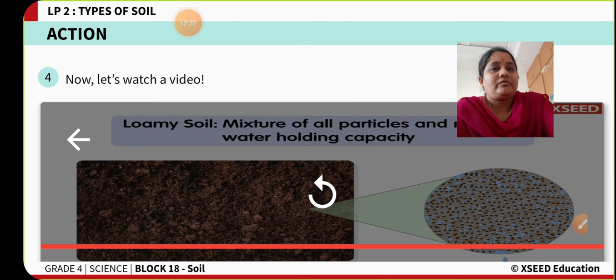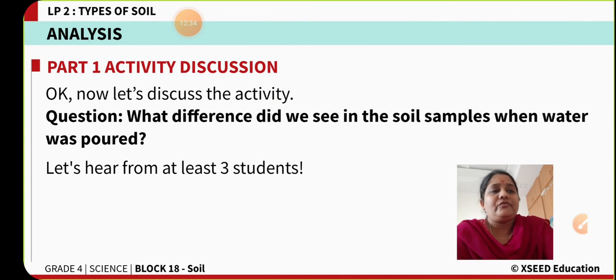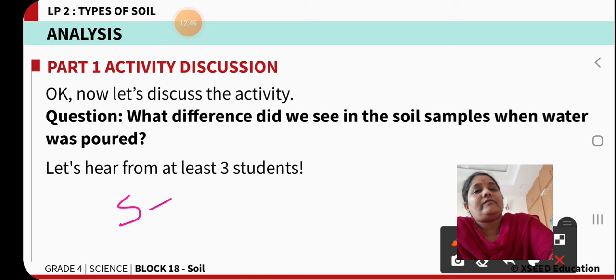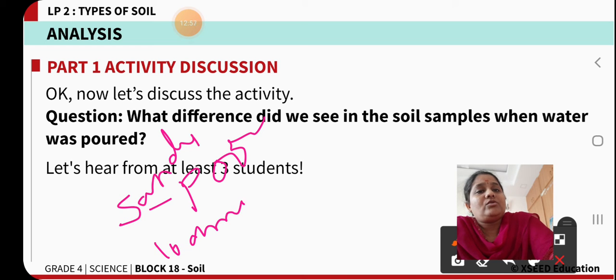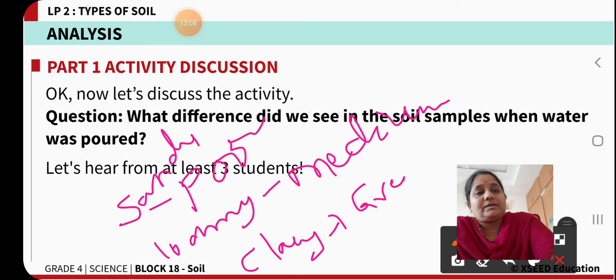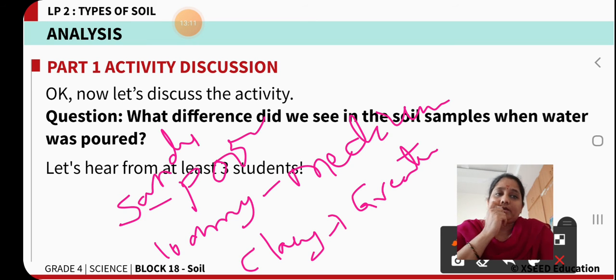After watching the video, now let us discuss a few questions based on the activity. What difference did we see in these three soil samples when water is poured? In these three soil samples, you will find that sandy soil has a poor water holding capacity, loamy soil has a medium water holding capacity, whereas clayey soil has a greater water holding capacity. This is the difference that you find by observing your activity.